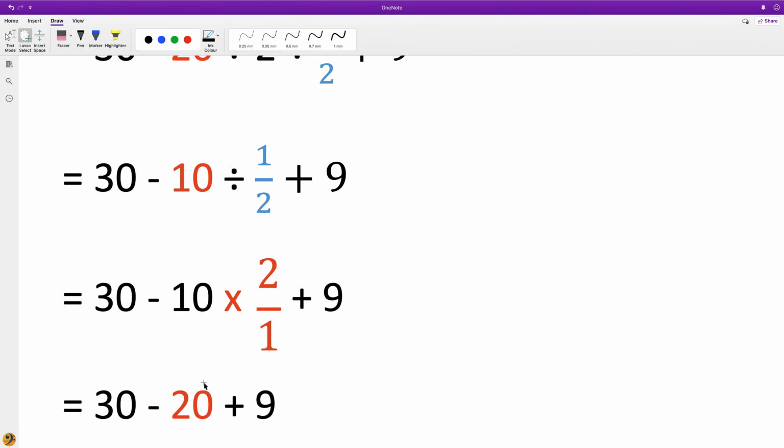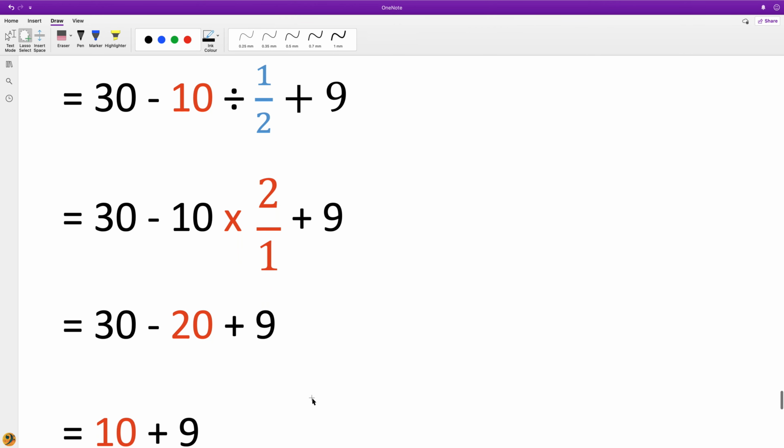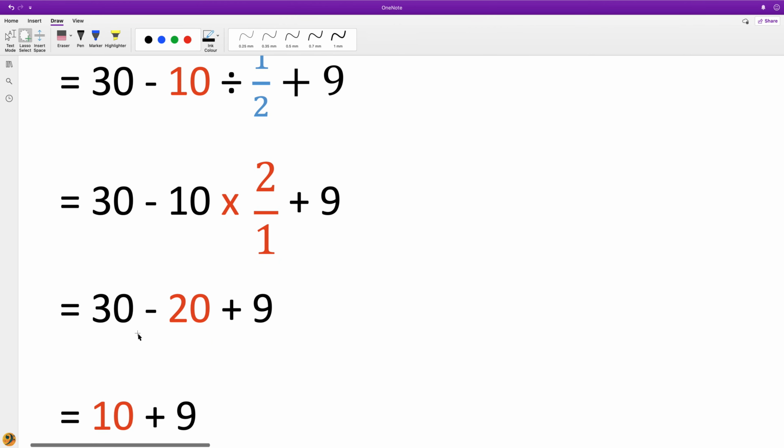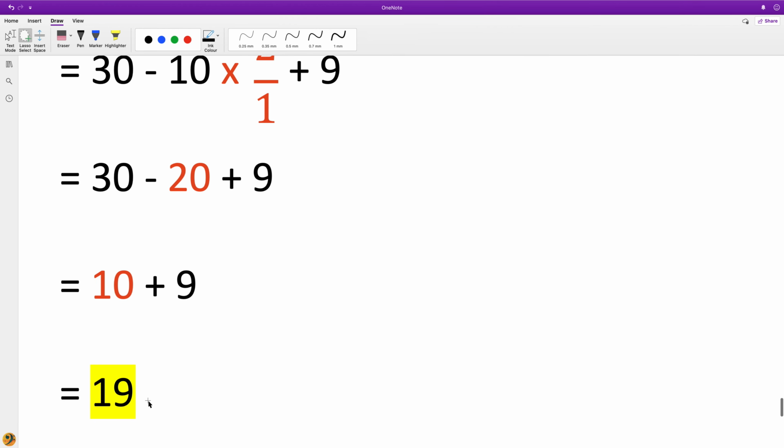So the next part that we're evaluating is this part here, 30 minus 20. Then our next line of working becomes this. We have 30 minus 20 is 10, plus our 9 for the rest of our operation. Then we simply add 10 and 9 together and we get 19. And that is the final answer.